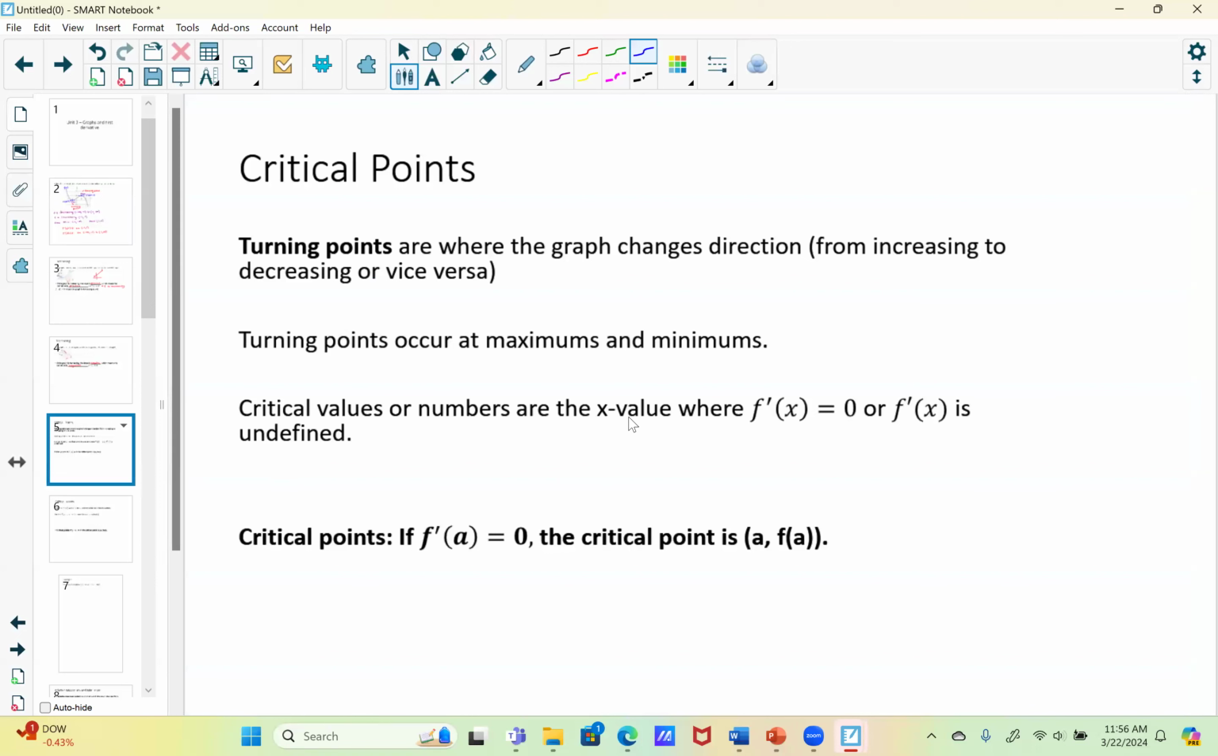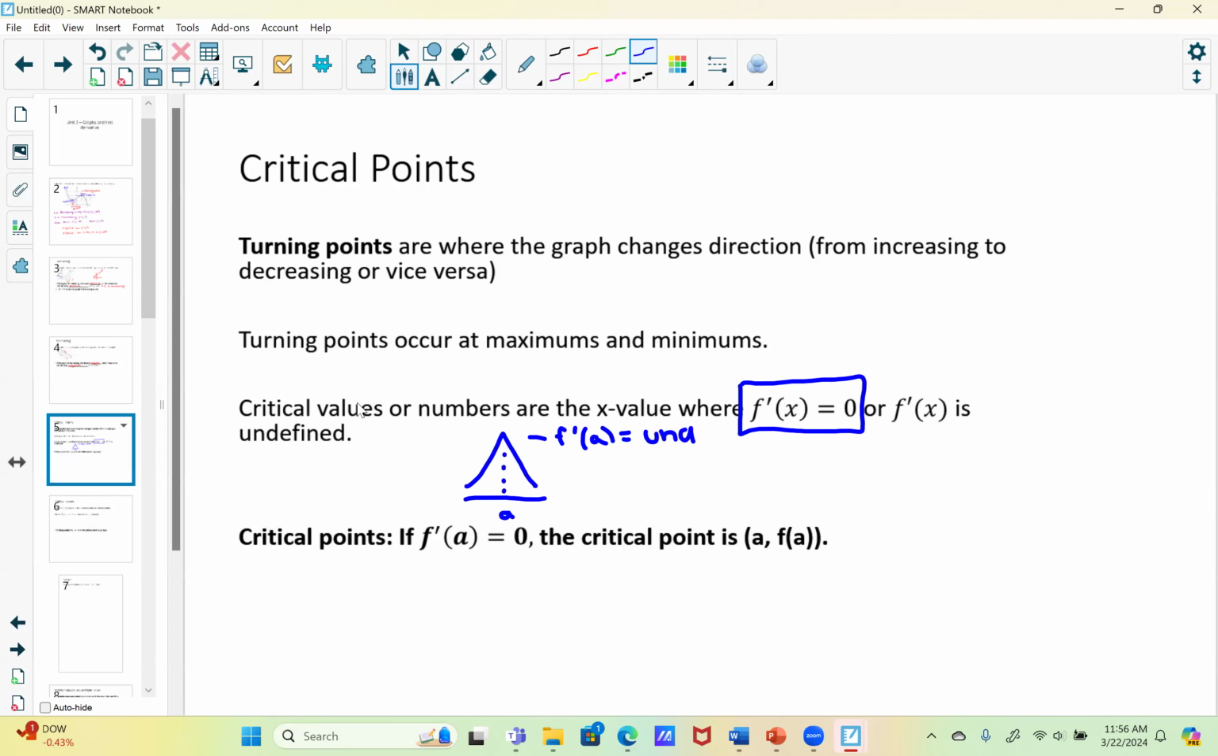So critical values or numbers are where the x value is where f prime of x equals 0 or f prime of x is undefined. We will mostly do this case in this class. We won't really deal with the undefined too many times, but if my graph looks like this, it's called a cusp. That is where the derivative would equal undefined. And this is a.